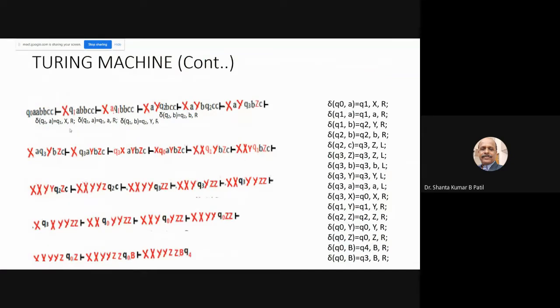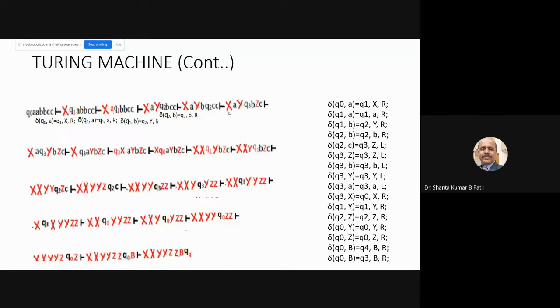For example, you can take A, B, B, C, where A equals B equals C. Whenever it comes across the symbol A, it is replaced by X, and it moves toward the right side in search of the equivalent symbols for A, that is B as well as C. Q1 comes across B, so B is replaced by Y, and it moves toward the right side in search of the equivalent symbol for C. Whenever it is in Q2 and comes across C, C is replaced by Z.